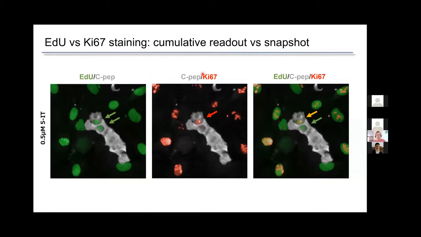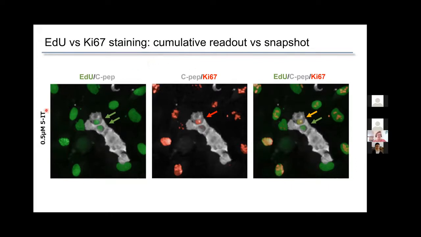EdU incorporation is a cumulative readout. So the longer you keep EdU in the culture system, the more cells that are dividing you'll capture. This turns out to be very bad for something like a cancer cell because 100% of the cells will be EdU positive. But in our case, for beta cells, it turned out we needed 6 days of incorporating EdU to see any signal.